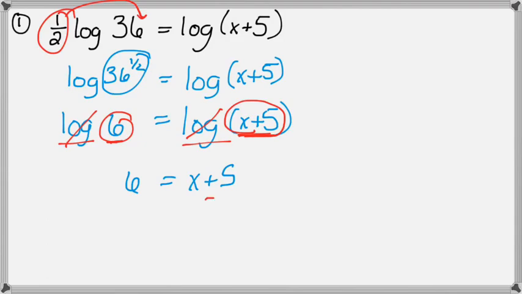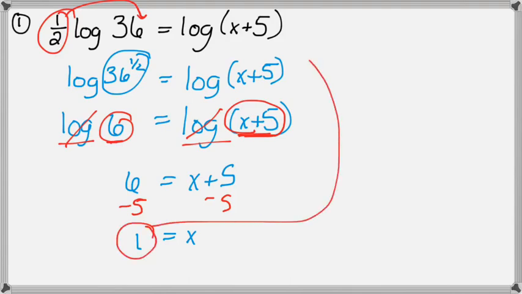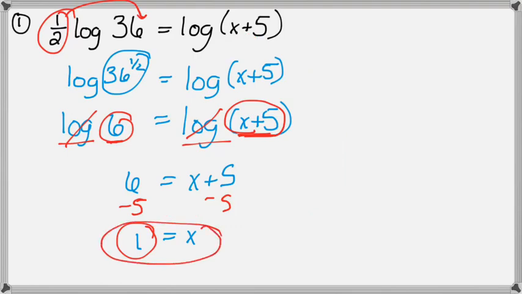Now I'm going to subtract 5 from both sides. And so x is equal to 1. The one thing that you need to be careful about is you always need to check to make sure that number is not going to cause one of the logarithms to have a negative after it. And so 1 plus 5 is positive, so that's going to work. So that is our answer.